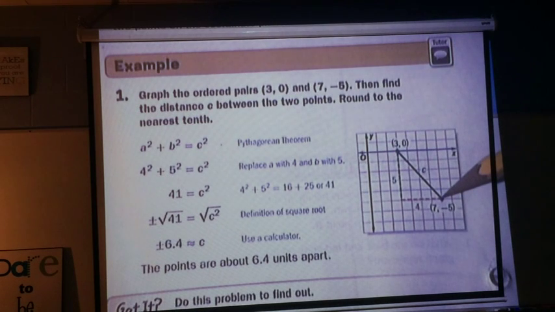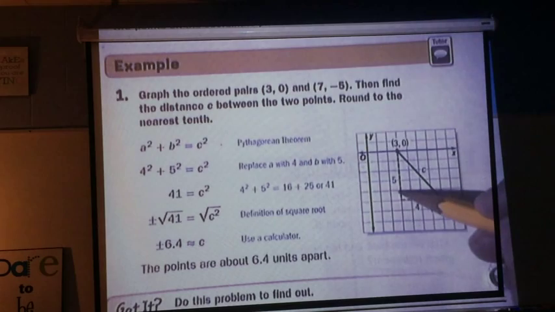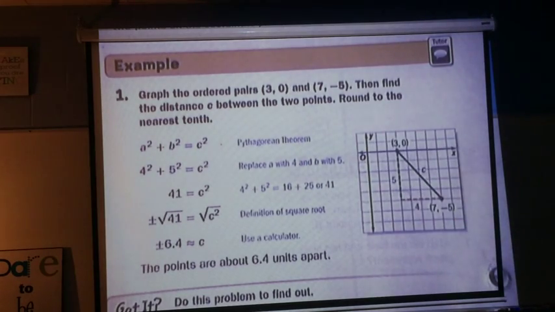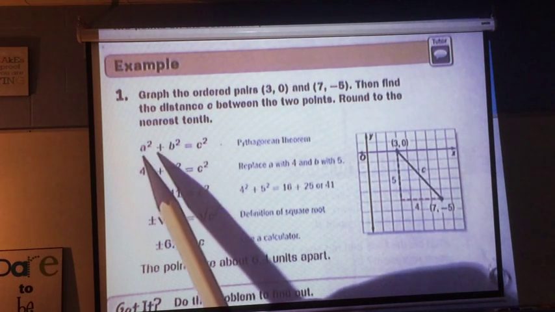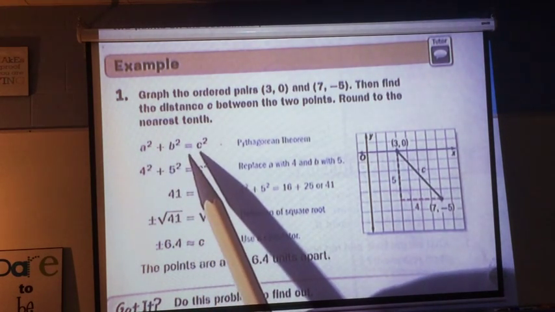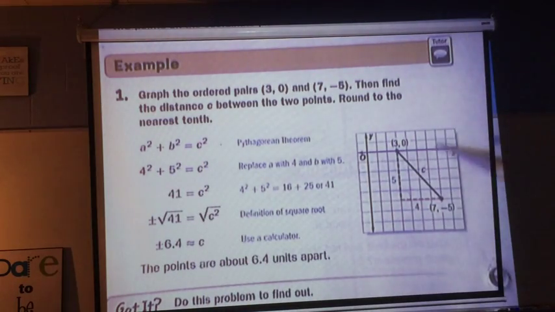Notice, since it goes in a diagonal, we can't just count the squares on the coordinate plane. So, if we draw a vertical line and a horizontal line connecting the two, notice a right triangle is formed. We can use the Pythagorean theorem. First, write down the Pythagorean theorem, a squared plus b squared equals c squared. Then we're going to replace a and b with the values from the legs.